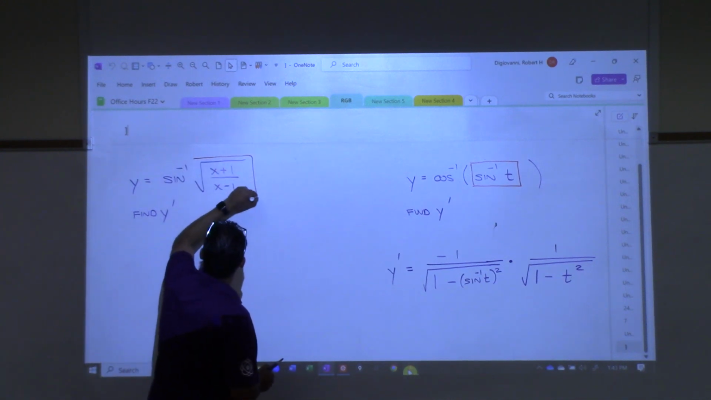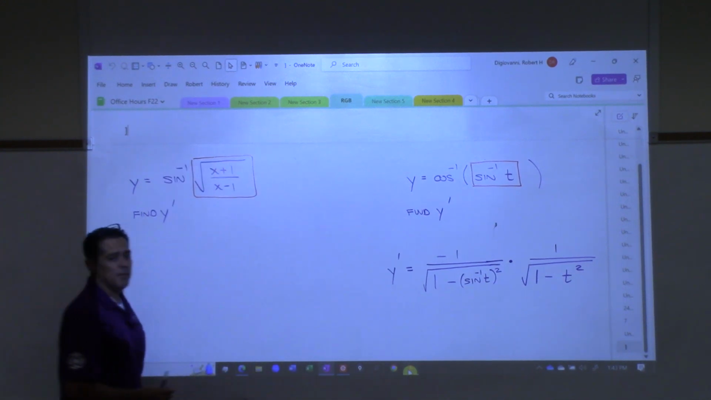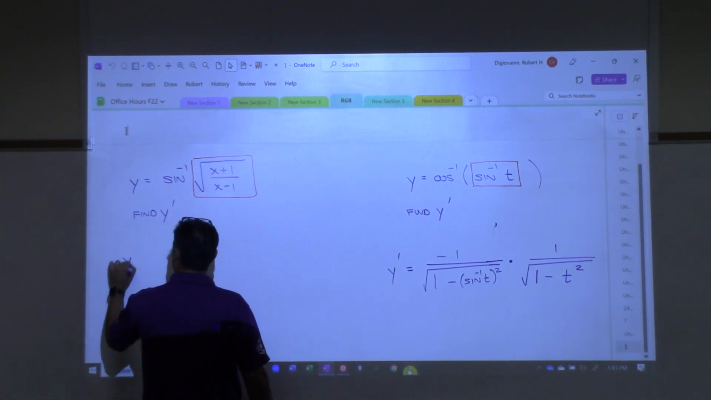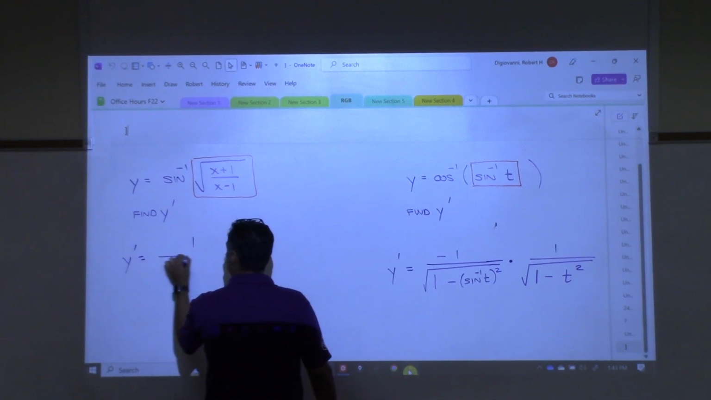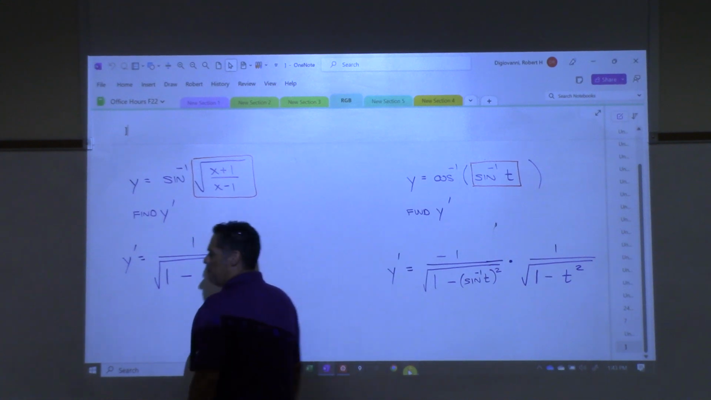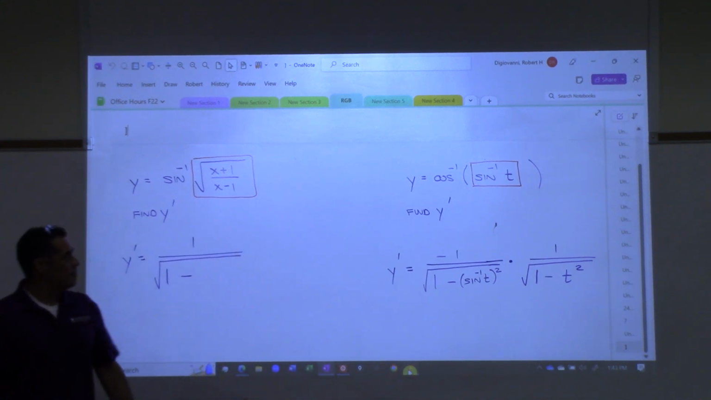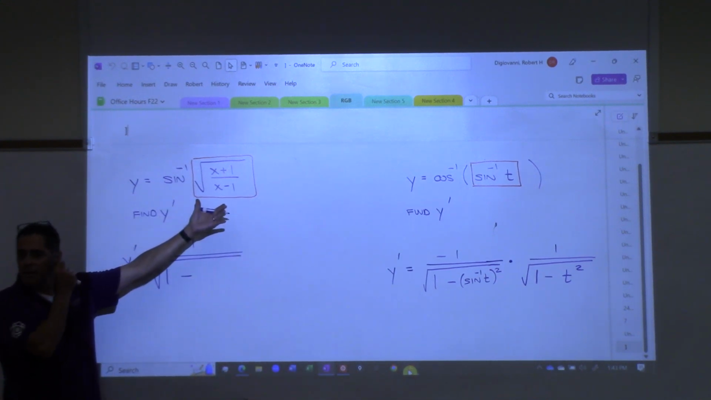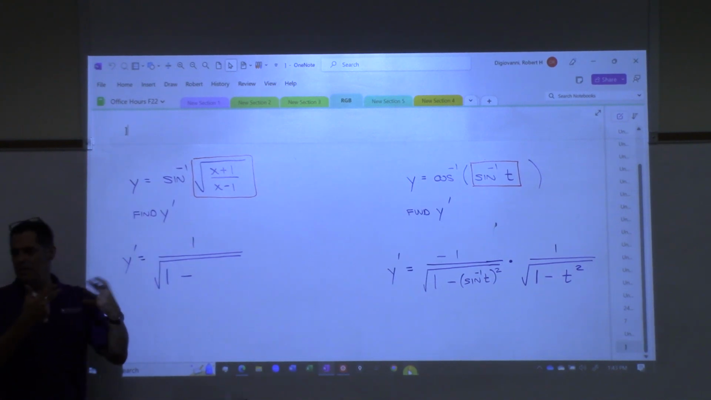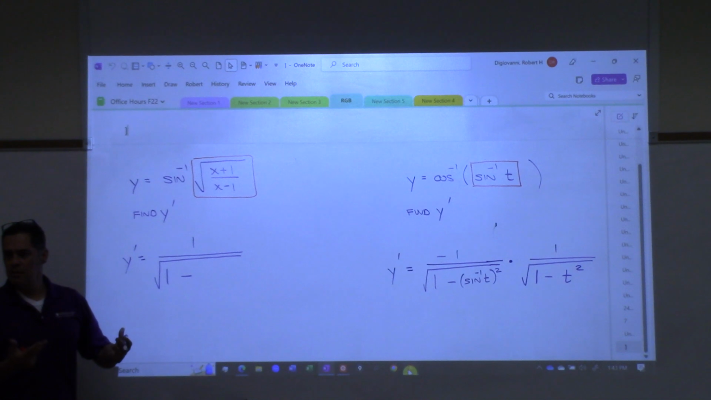First thing we have to do, take the derivative of sine inverse of that box, right? What's the derivative of sine inverse of a box? 1 over the square root of 1 minus the box squared, right? The box for us is everything you see in red, right? We have to take that and square the whole thing, which is actually good, right? Because the square root's going to go away.